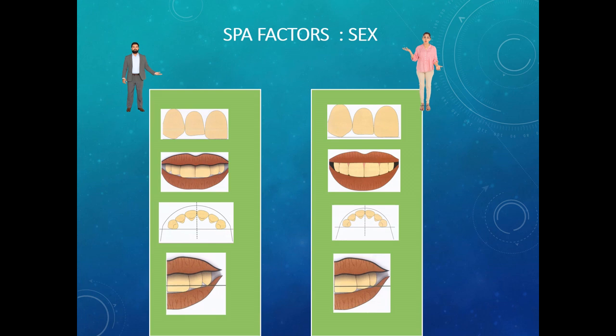And females, usually on smiling, expose more anterior teeth. Hence, the premolars also should be arranged based on aesthetics. So these are some of the differences that you have to keep in mind while arranging the anterior teeth in case of males and females.